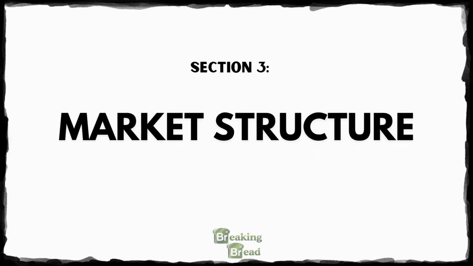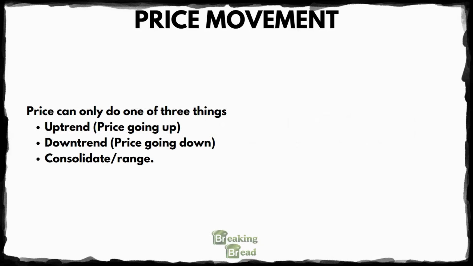Welcome to section 3, market structure. Now understand that price can only do one of three things. It can either go to the upside, which we call an uptrend, or it can head to the downside, which we call a downtrend, or it can consolidate or range.